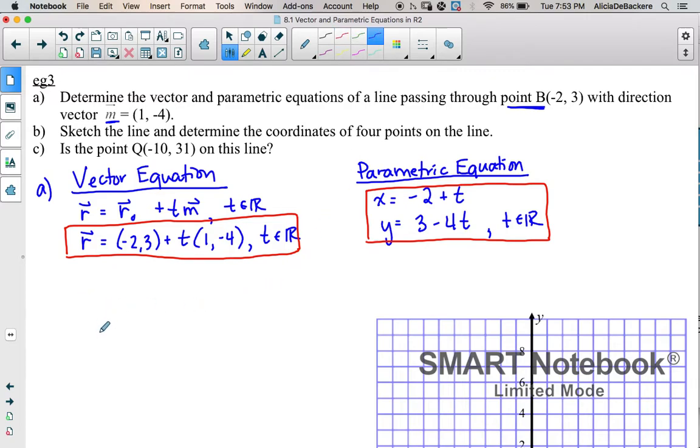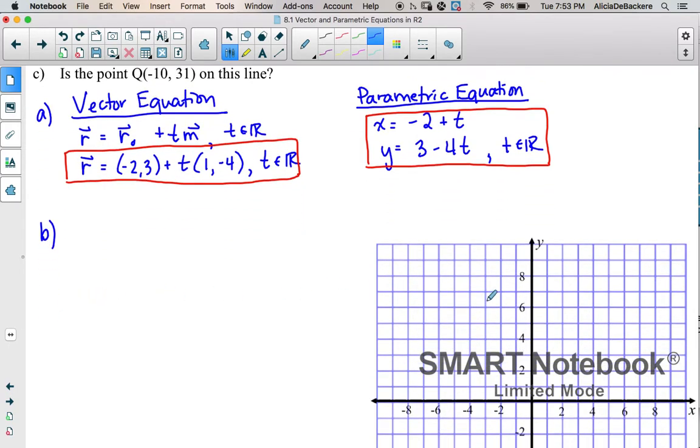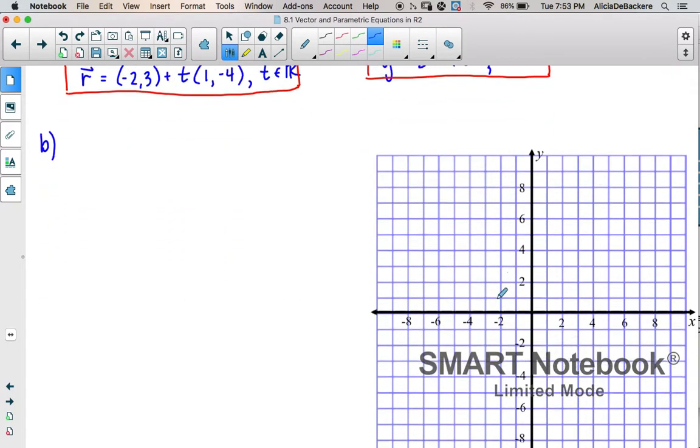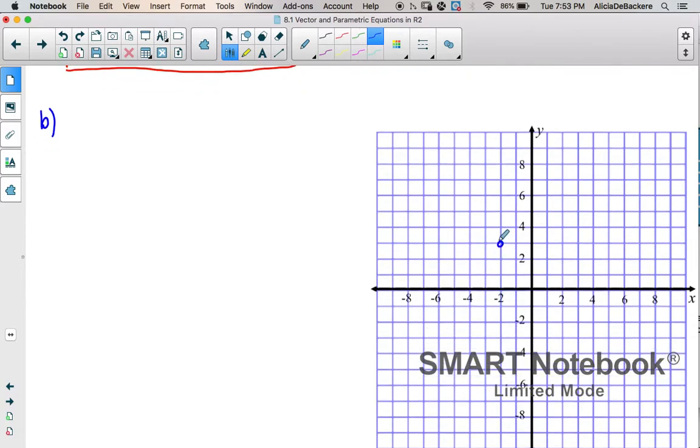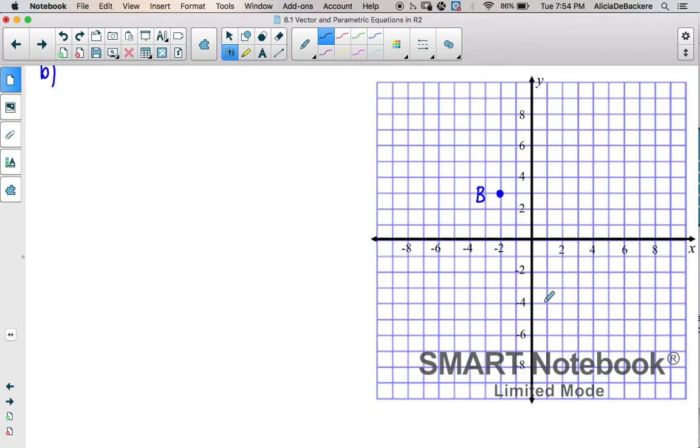All right, part B says sketch the line and determine the coordinates of 4 points on the line. So I've got my point -2, 3. There's my point B. And I've got the direction vector. The direction vector goes over to 1 and down to -4. That's where the head of the vector would be. So I'm going to draw that in.